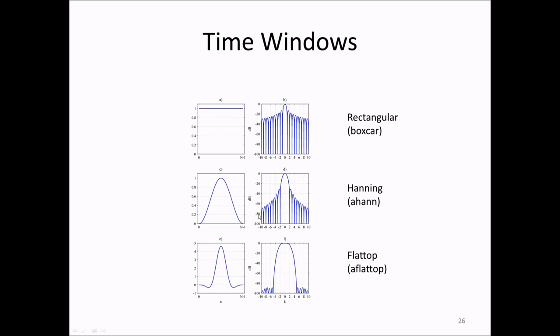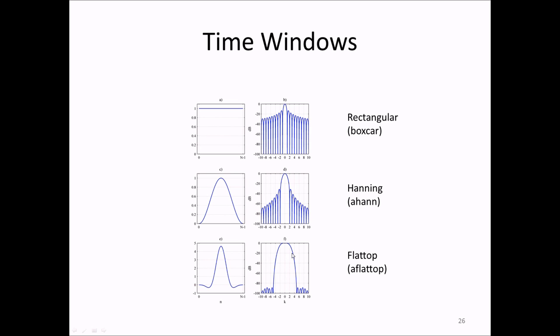The Hanning window has a broader main lobe. The main lobe zeros are at minus 2 and plus 2. So that means that there are three non-zero values in the main lobe for k equals minus 1, 0, and plus 1. Finally, you can also see for the Hanning window that the side lobes are lower and fall off at a faster rate than for the rectangular window.